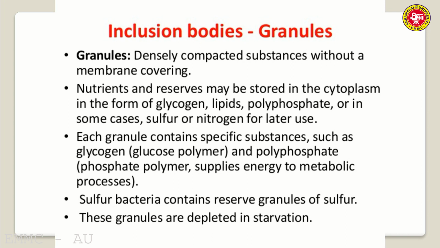Nitrogen is also used for the growth of the bacteria during starvation. Each granule contains a specific substance, that is glycogen, polyphosphate. These mostly give energy for the organism. Sulfur bacteria contain reserve granules of sulfur. So sulfur bacteria reserve the sulfur and store the sulfur granules in the cytoplasm of the bacteria. These granules are depleted in starvation.